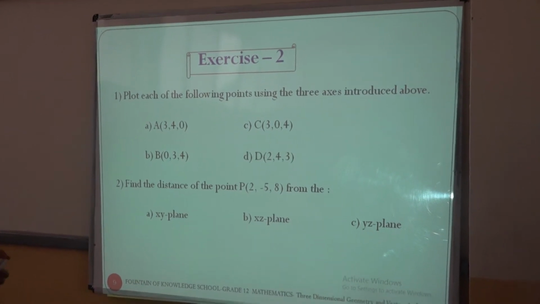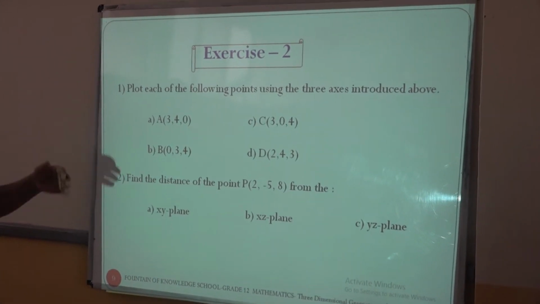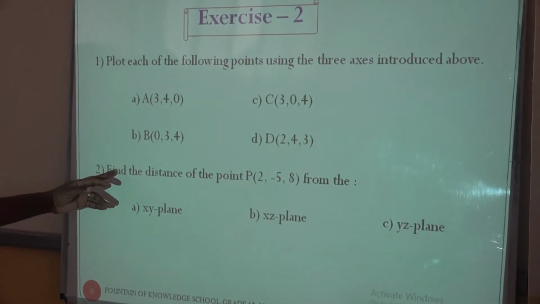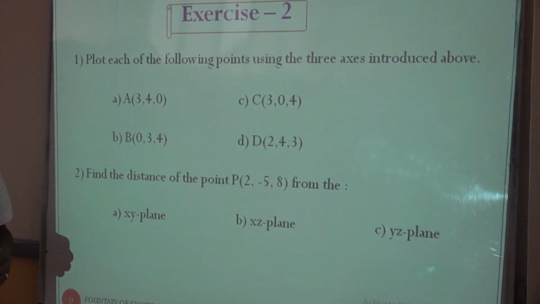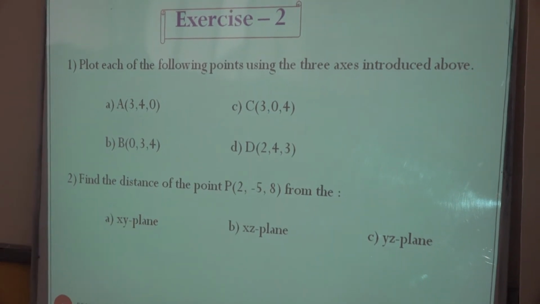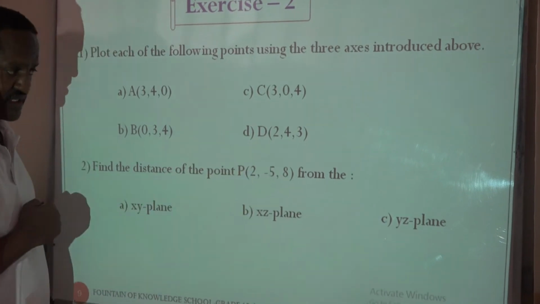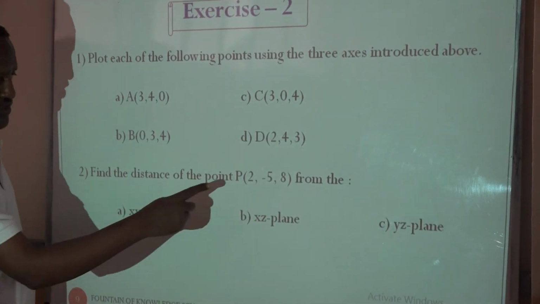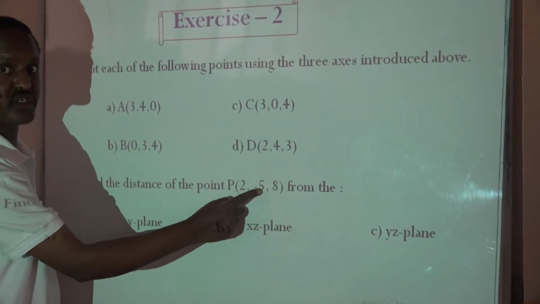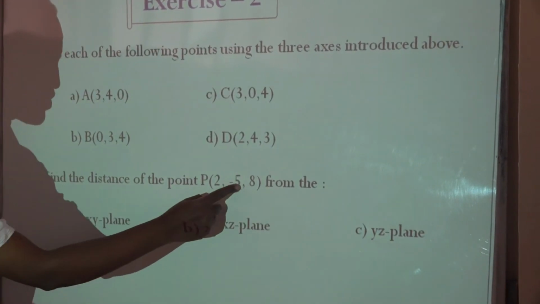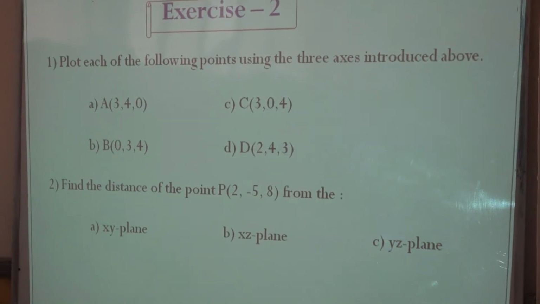Now here we have a list of problems in exercise 2. The first one is about plotting. You can plot each point. The second one is to find the distance of this point from the xy plane. The distance of this point from the xy plane is obviously its z coordinate. From the xz plane it is the y coordinate, 5. And from the yz plane it is 2 units.